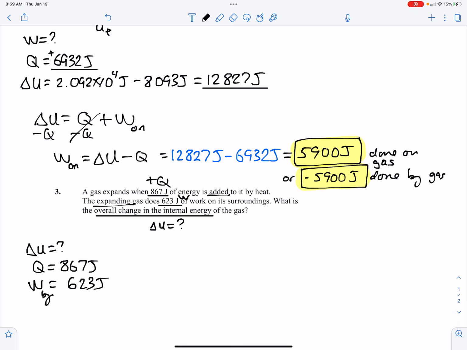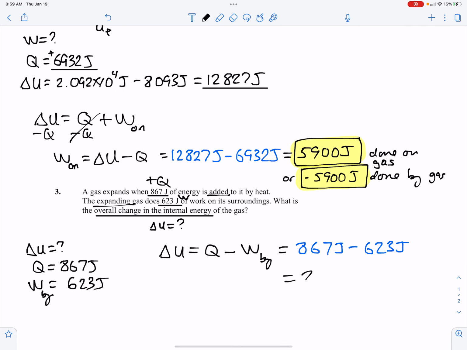Okay, the equation we use for an expanding gas situation is the change in internal energy is equal to the heat added minus the work done by the gas. Since the change in internal energy delta U is already isolated, just go ahead and plug in. We have 867 joules minus 623 joules. Subtracting those, we get about 244 joules.